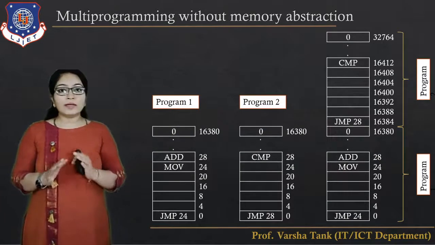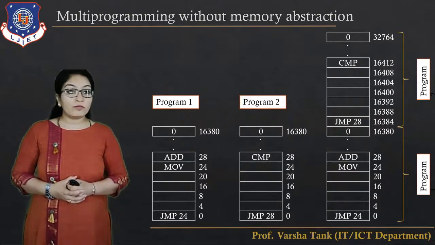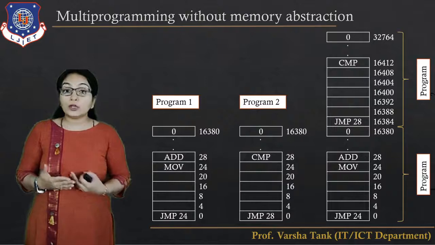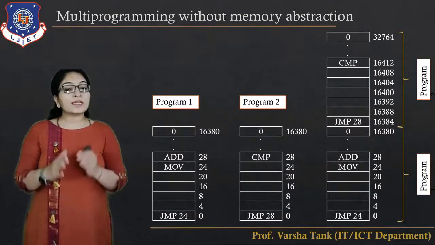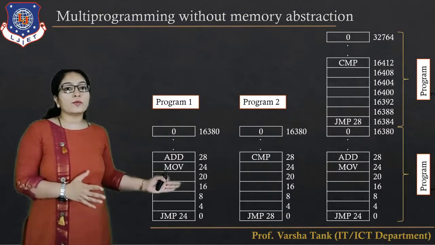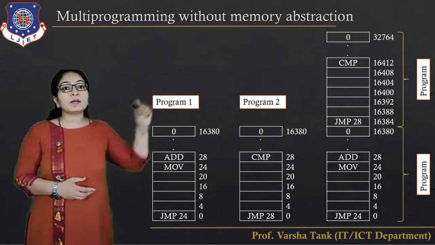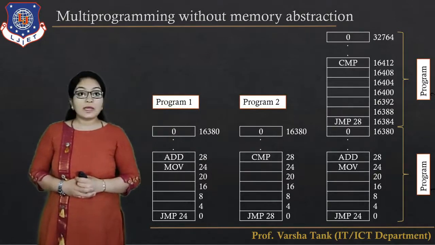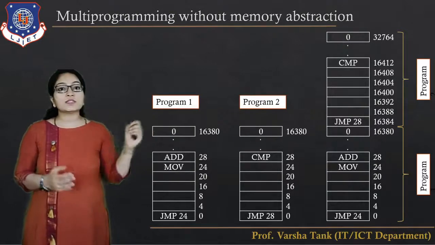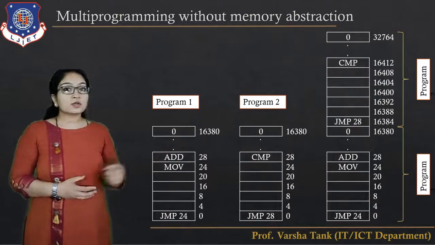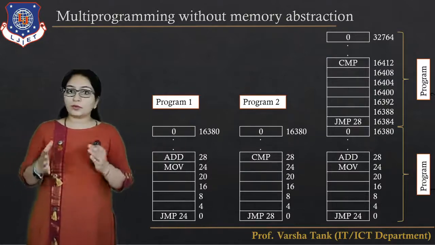For program 1, everything is fine. Why? Because it is loaded from the starting address 0, so we don't have to relocate that particular program. Relocation will not be required for program 1. But program 2 is loaded in this other area of the memory. Here the starting address is 16,380, as you can see in the slides. So this is the starting point of program 2.